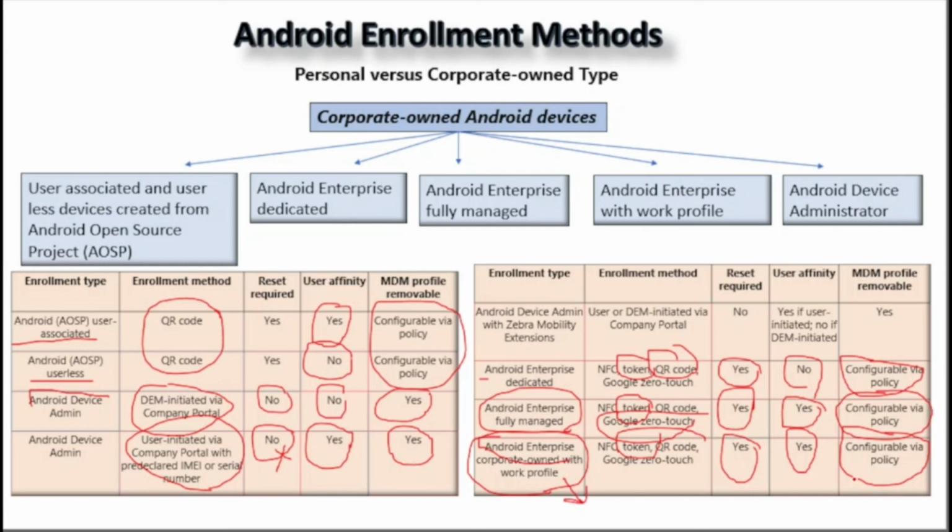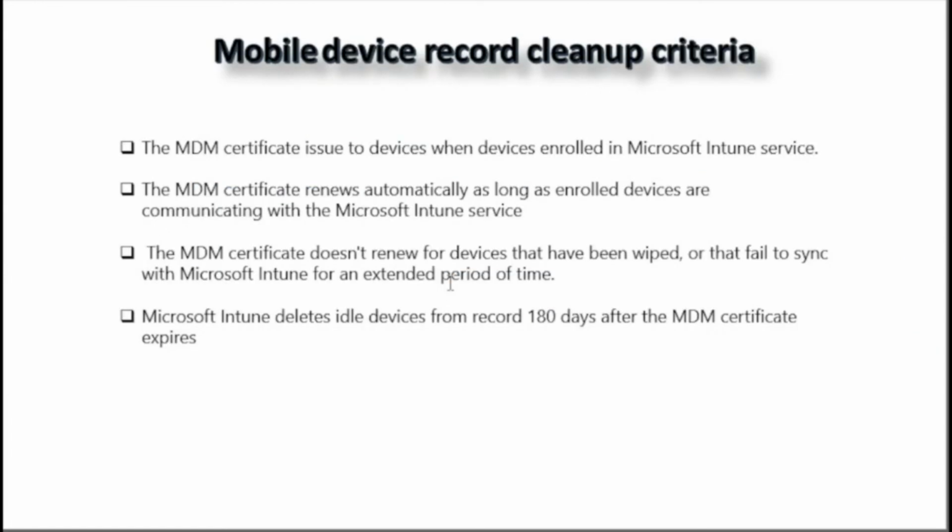Now let's talk about device record cleanup criteria. So by default, when any device enrolls in Microsoft Intune, the MDM server is issuing a certificate to create a trust relationship, and this certificate is renewing automatically as and when enrolled devices are communicating to Microsoft Intune services.